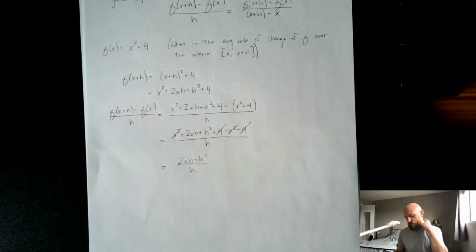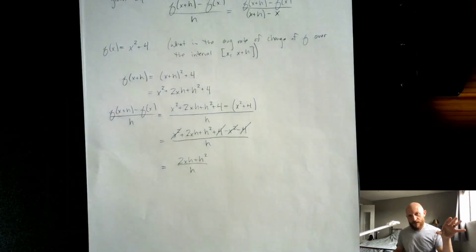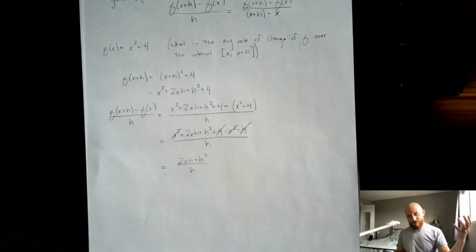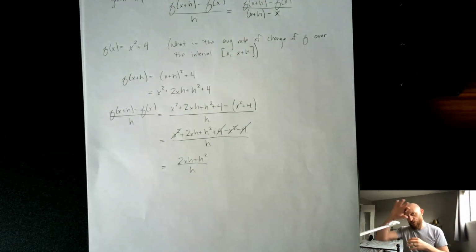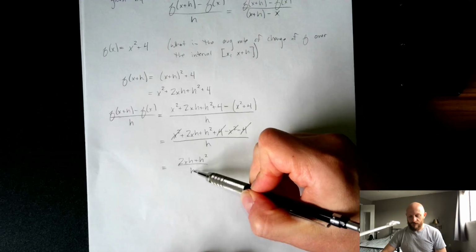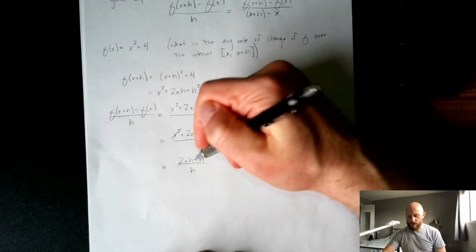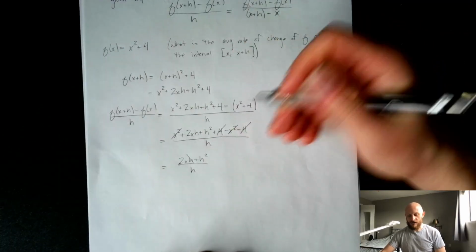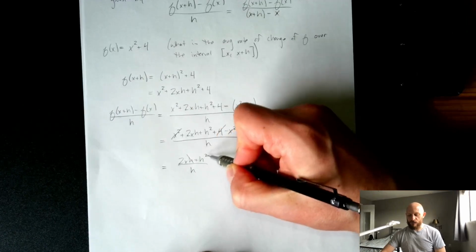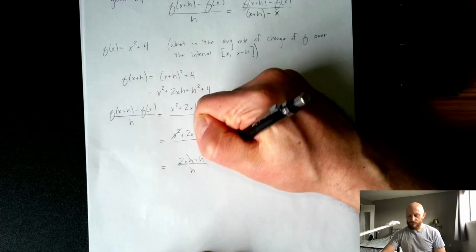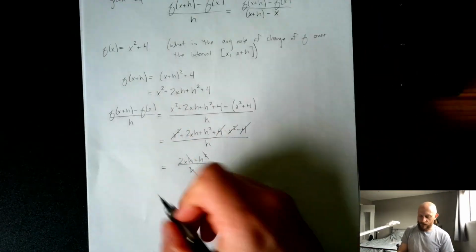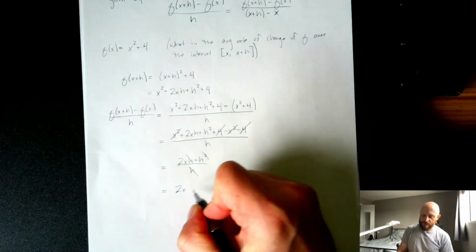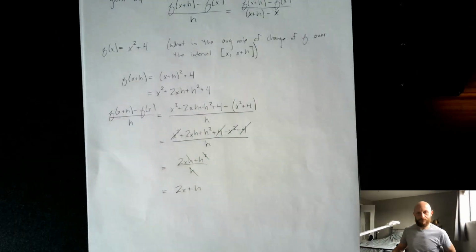And lucky us, fortunately, every piece of the numerator has an h term. So we can factor that h out. In other words, the h in the bottom cancels with the h in each term on top. So this h in the bottom cancels with the h of 2xh. This h in the bottom cancels with one of these h's, so it cancels out the square. So we're just left with 2x plus h.